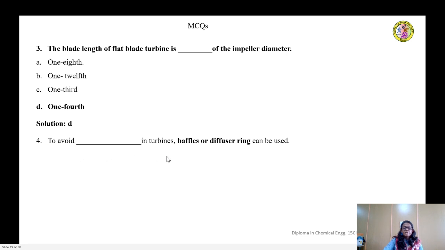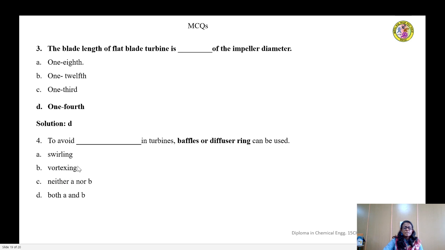To avoid dash in turbines, baffles or diffuser rings can be used. Is it swirling? Is it vortexing? Is it neither swirling nor vortexing? Or is it both swirling and vortexing?